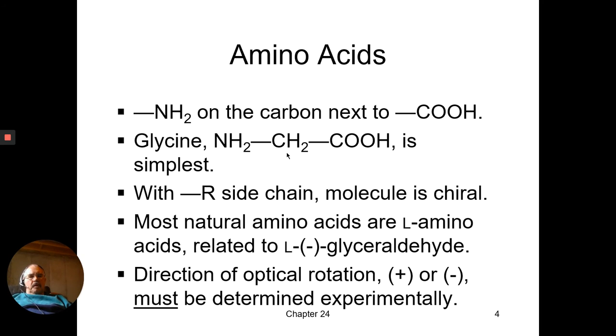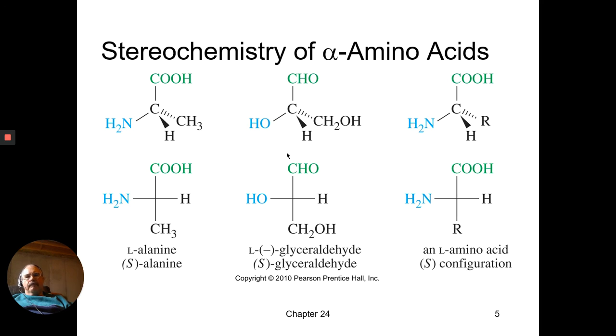The direction of optical rotation, plus or minus, again, must be determined experimentally, and we cannot predict that from D or L. Okay, so here we have L-alanine, and the L indicates that when we draw the Fischer projection, we place the carboxylic acid group at the top. In the Fischer projection, the amino group would be on the left. Okay, this is related to L-glyceraldehyde.